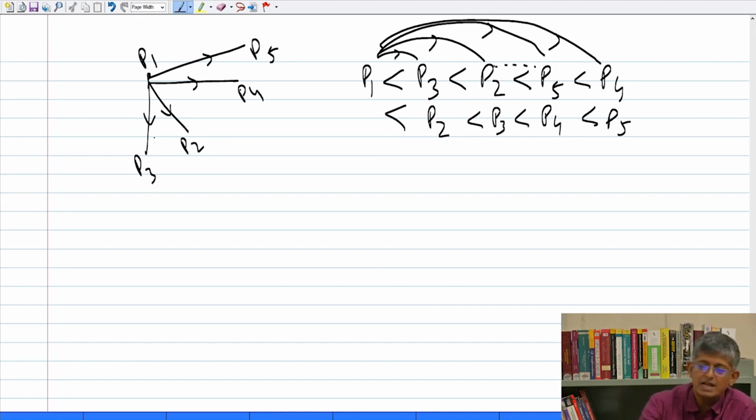Must respect means that if in the DAG P1 is oriented to P5, then P1 must occur before P5 in the linear order. Right? If P1 has defeated P5 in the game, in the tournament, then P1 should be ranked better than P5 in my output. It can't be after. This is what I mean by consistent. How are you going to do this?